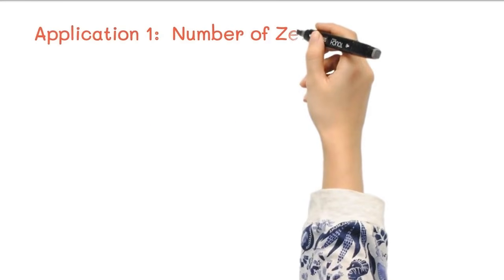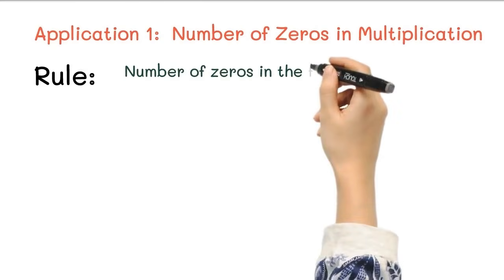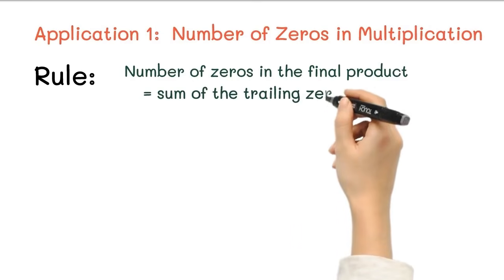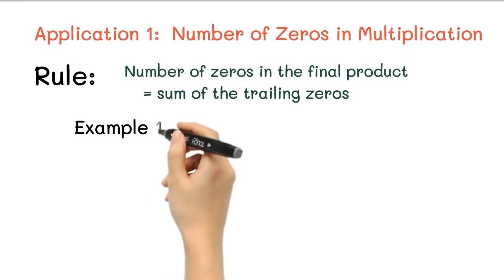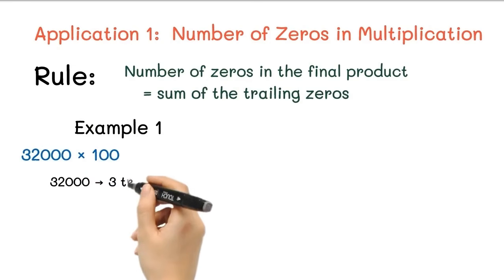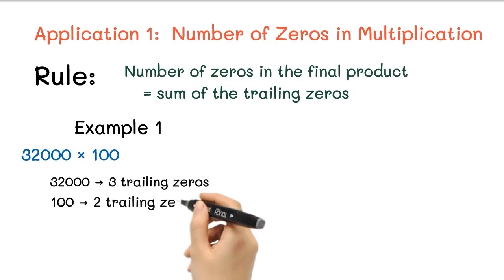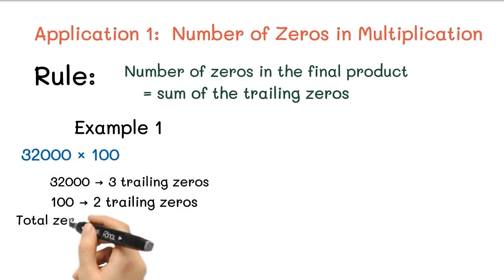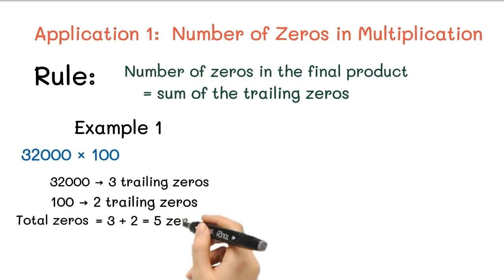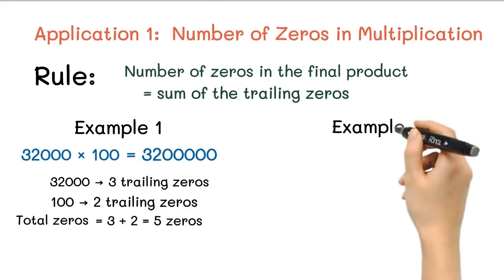Application 1 of this sutra: number of zeros in multiplication. Rule: the number of zeros in the final product equals the sum of the trailing zeros of each number. Example 1. 32,000 times 100. 32,000 gives 3 trailing zeros. 100 gives 2 trailing zeros. Total zeros in product equals 3 plus 2 equals 5 zeros. So the final answer will contain 5 zeros.